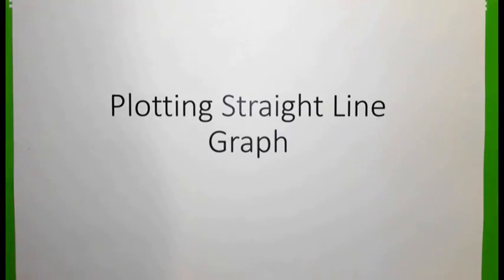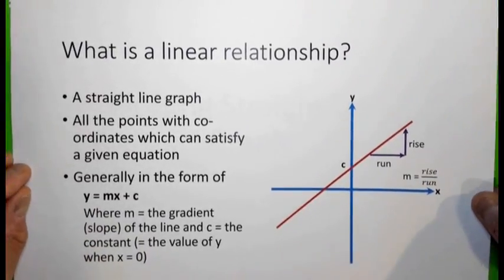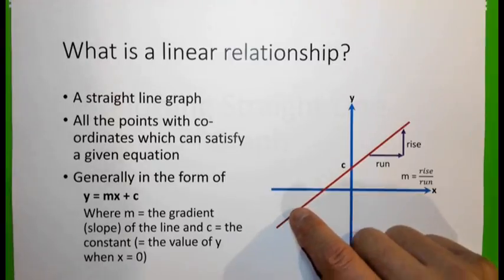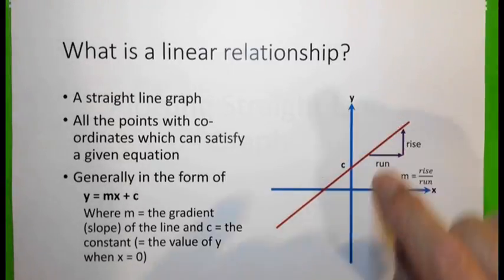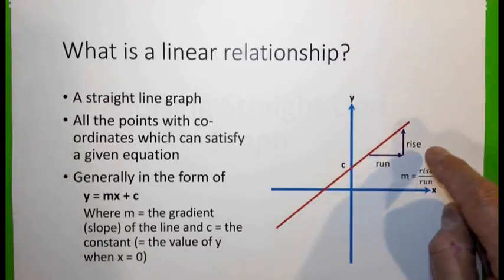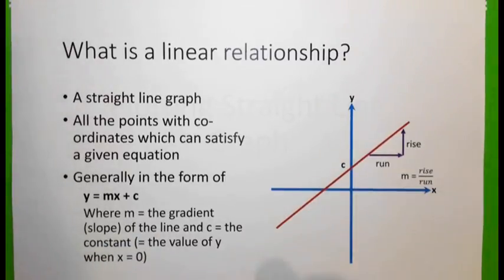In this lesson, we are going to look at plotting straight line graphs. Now, remember, what is a linear relationship? It is a straight line graph. All the points with coordinates along this line satisfy a given equation. And it is generally in the form of y equals mx plus c, where m is the gradient, the slope, which is rise over run, and c the constant, the value of y when x equals 0.